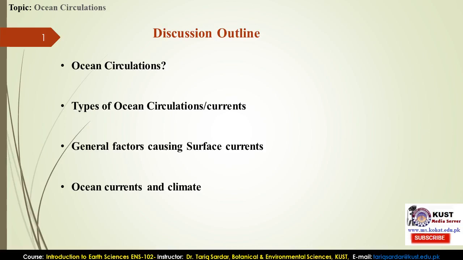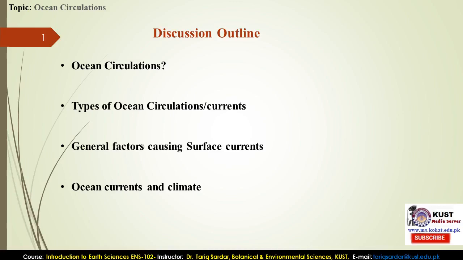Then we will discuss the types of ocean circulations or currents, the general factors causing surface currents, and also the other kinds of currents. Then ocean currents and climate: what will be the effect and the relation between the ocean currents or circulations and the climate of regional areas? So let's start with the first topic, ocean circulation.